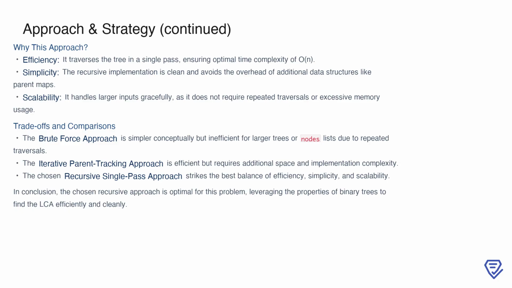When comparing this approach to the alternatives, the brute force method, while straightforward, becomes impractical for larger trees or longer node lists due to its repeated traversals and higher complexity. On the other hand, the iterative parent tracking approach is efficient but adds implementation complexity and requires extra memory to store the parent relationships. The chosen recursive method strikes the best balance between efficiency, simplicity, and scalability. By leveraging the inherent properties of binary trees, it provides an optimal solution to the problem, making it both clean and effective for finding the lowest common ancestor of multiple nodes.